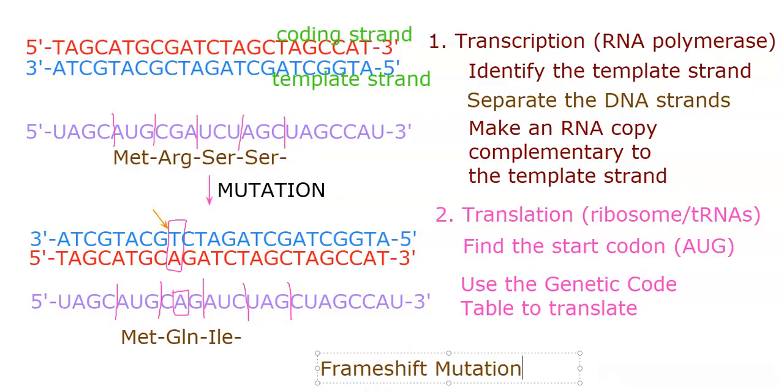Frame shift mutations are very, very bad on a protein because now all of the amino acids after that insertion, it also works with a deletion. If you shift the reading frame of the mutation, every single amino acid downstream of that mistake is going to be incorrect. So probably that protein will not be functional.